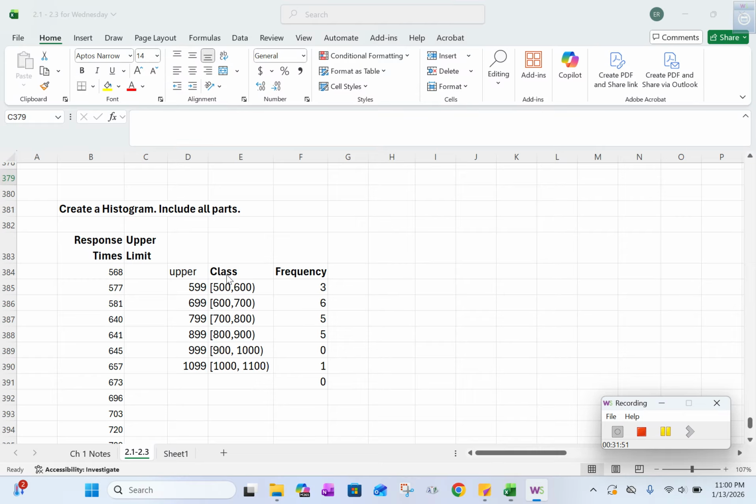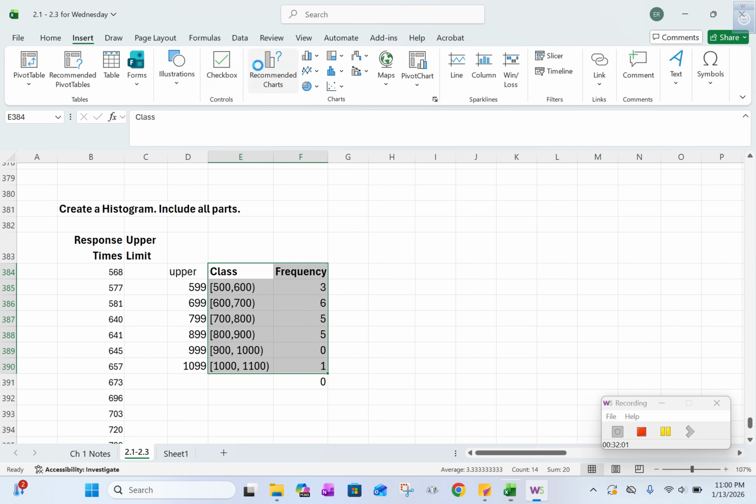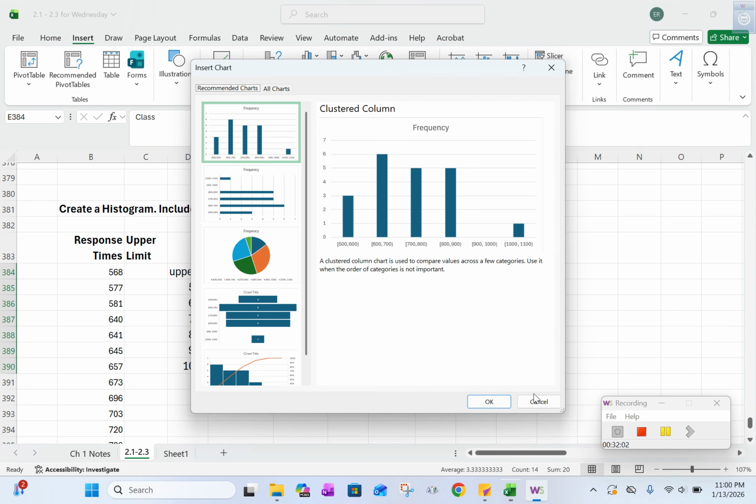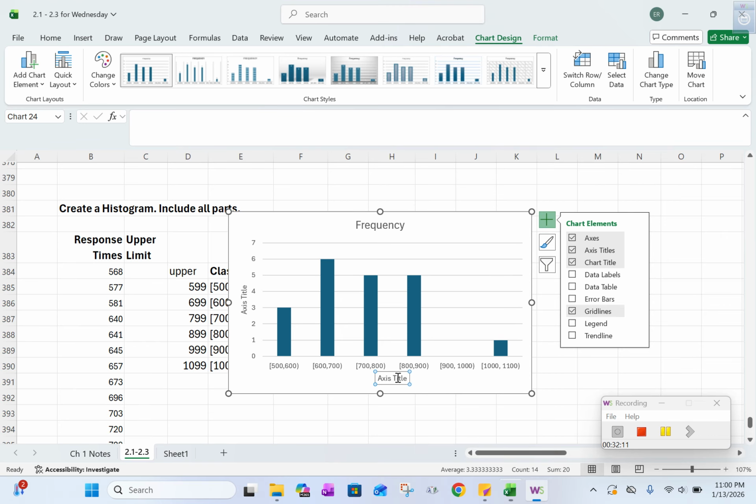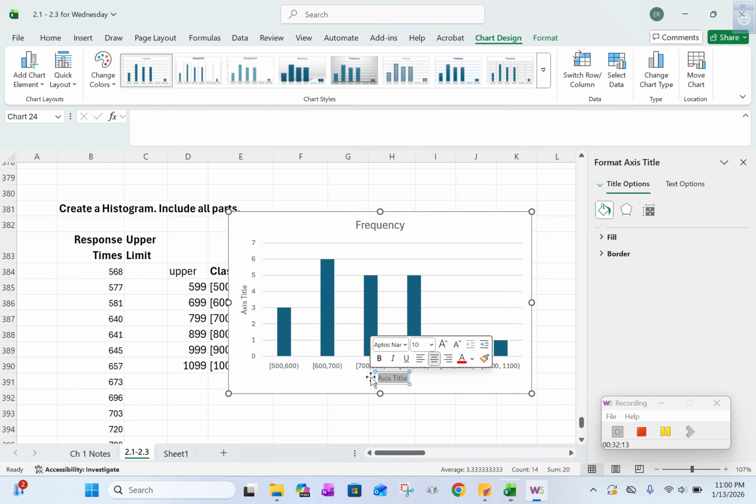So now, just to walk you through this so you can check, for those of you who struggled, here it is. We're just going to highlight our table. We're going to go Insert, Recommended Charts. First one will do it. Okay. Then we're going to add the axis titles. So this was talking about reaction time, or response time, I should say. And it was in milliseconds, I believe.